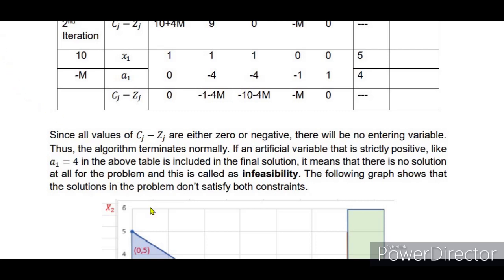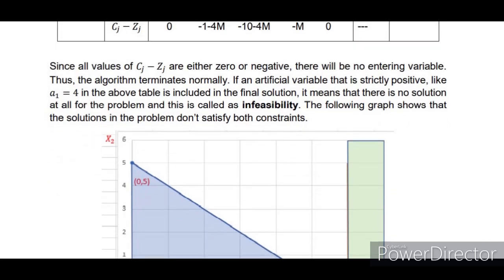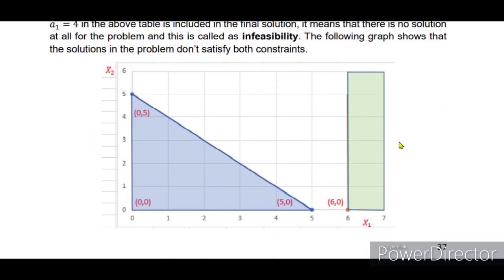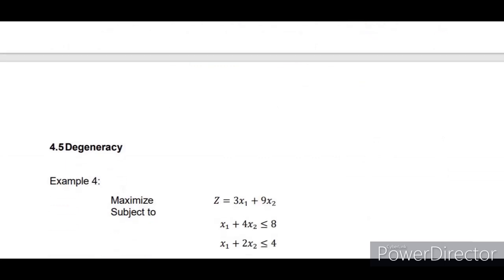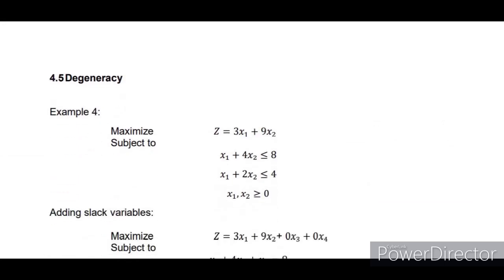So remember that. The following graph shows that the solutions to the problem don't satisfy both constraints. So our model doesn't satisfy the constraints. Okay, so this is the graph. It shows infeasibility. So next, degeneracy. What is this?